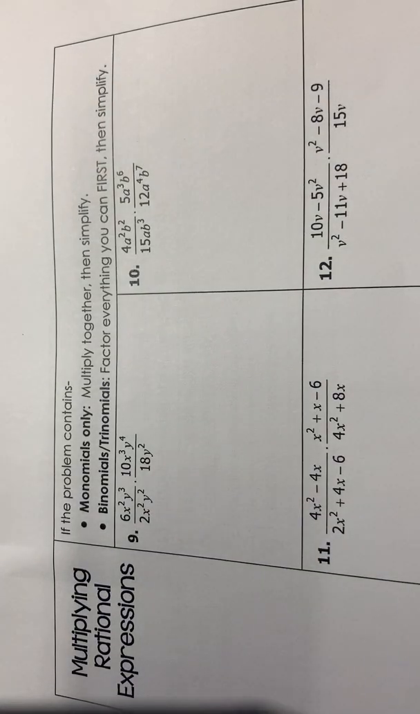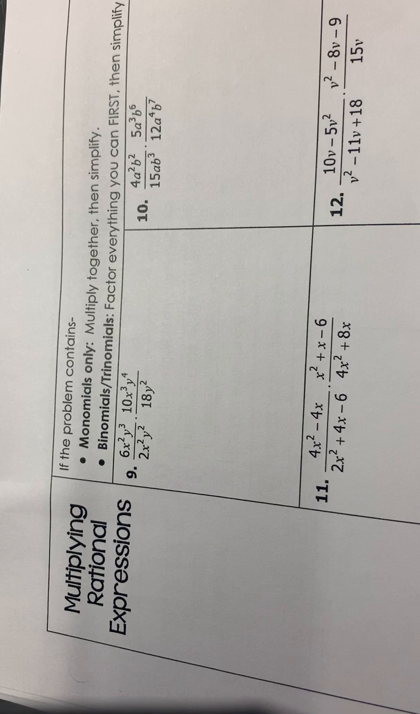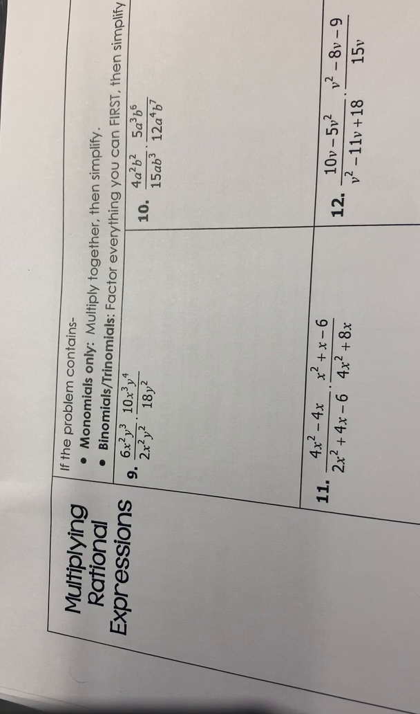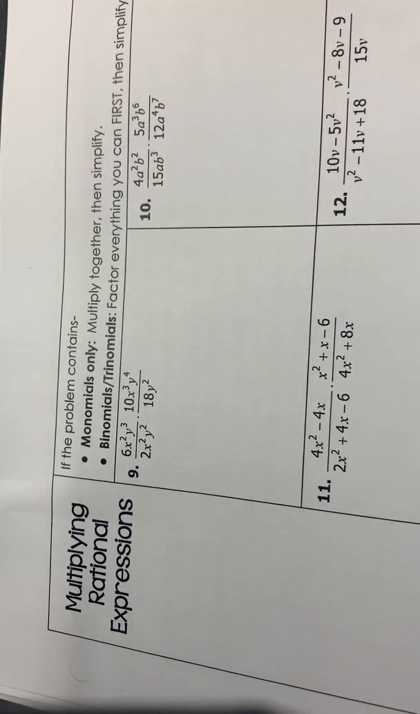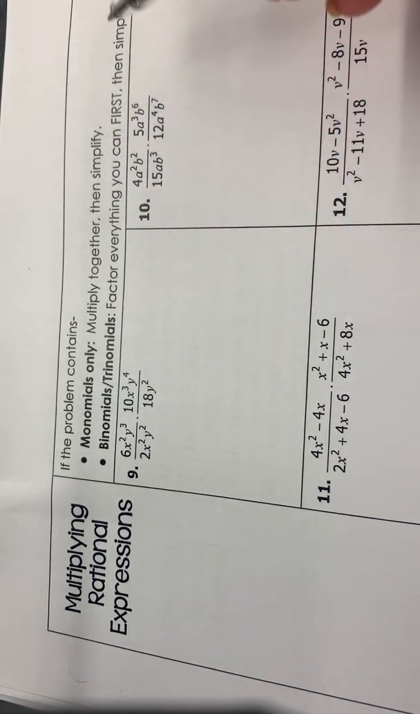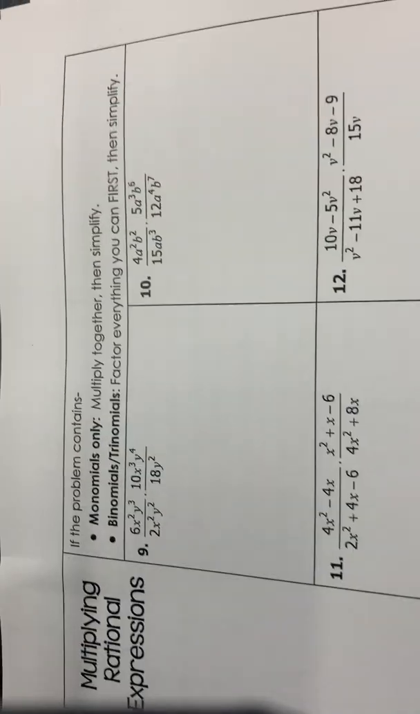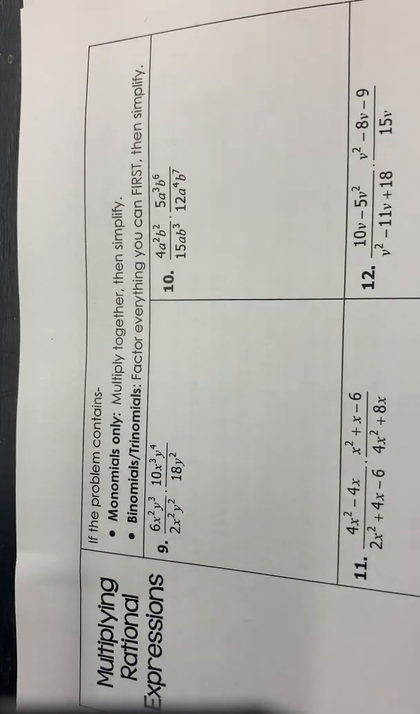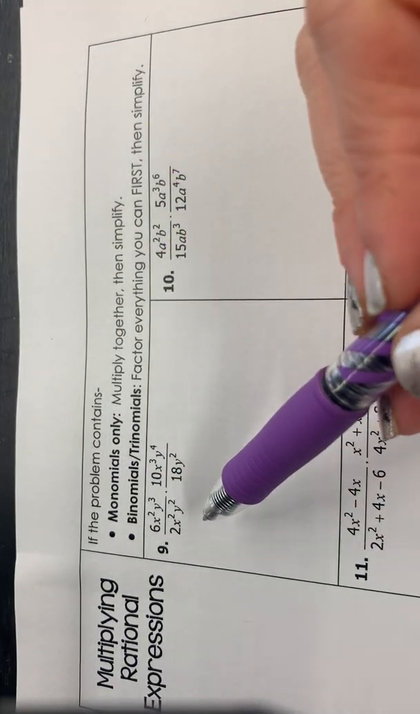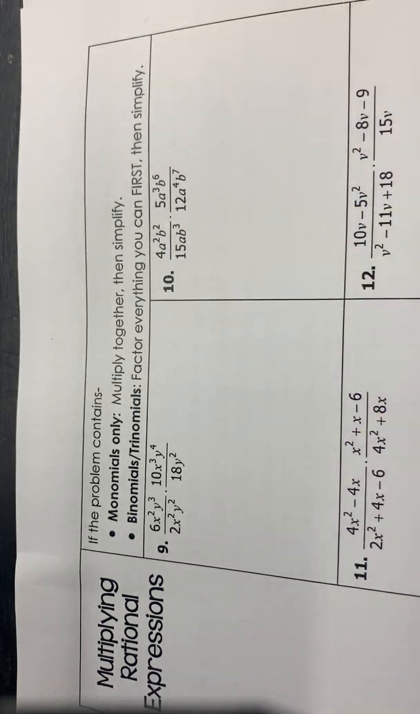All right. On the next page, it says multiplying rational expressions. These are basically what we were doing, not much different. Binomials only, you can multiply them together, then simplify. Binomials or trinomials, you want to factor everything you can first and then simplify. All these are binomials because there's no adding or subtraction signs in there.